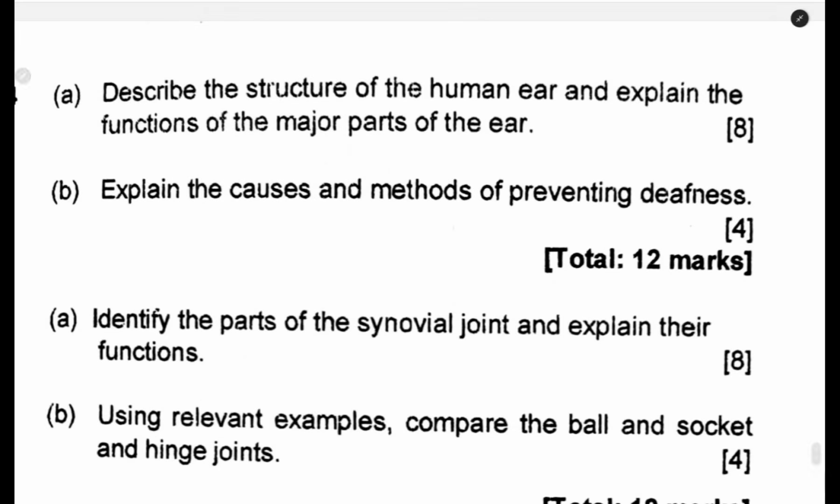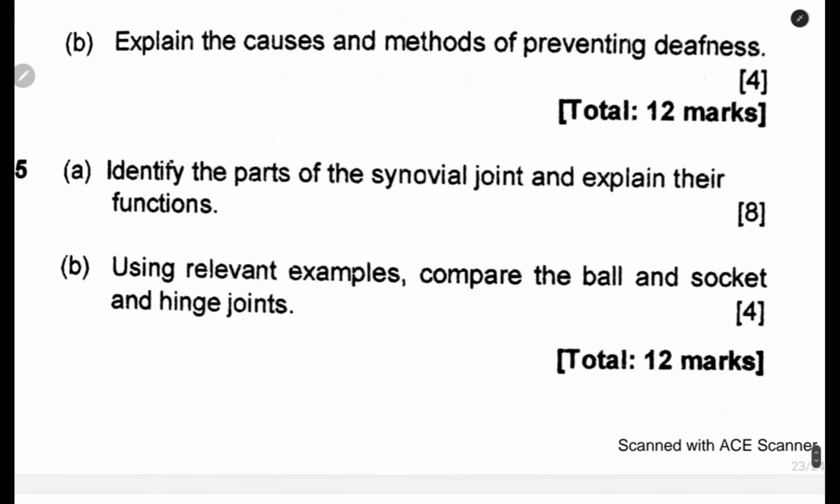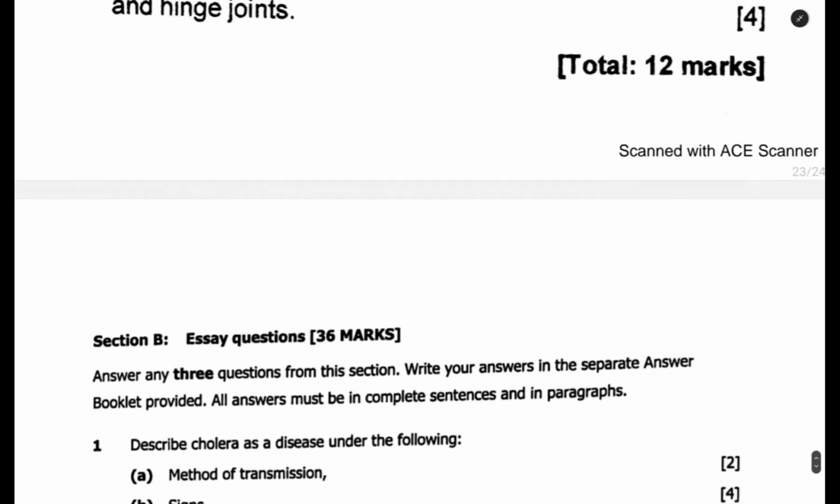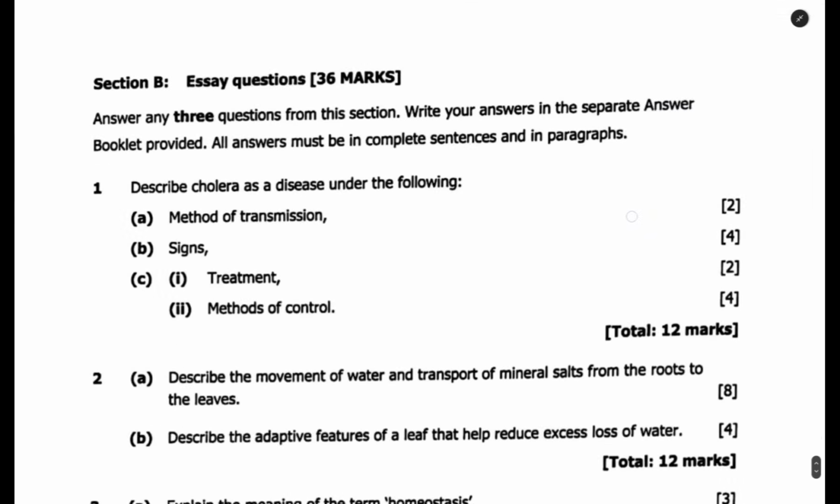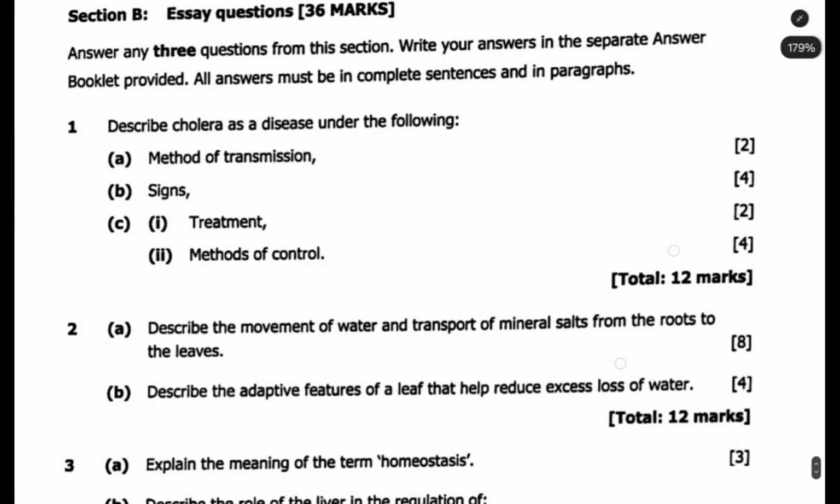Then describe the structure of the human ear and explain the functions of the major parts. So the question that I was saying, I didn't know that it was there in this year. So this time around, you expect it in section A, but even in section B, you need to know the structure of the human ear and its functions. Explain the causes and methods of preventing deafness. Identify parts of the synovial joints and explain their functions. Using relevant examples, compare the ball and socket and the hinge. Finally, this one should be 2024.